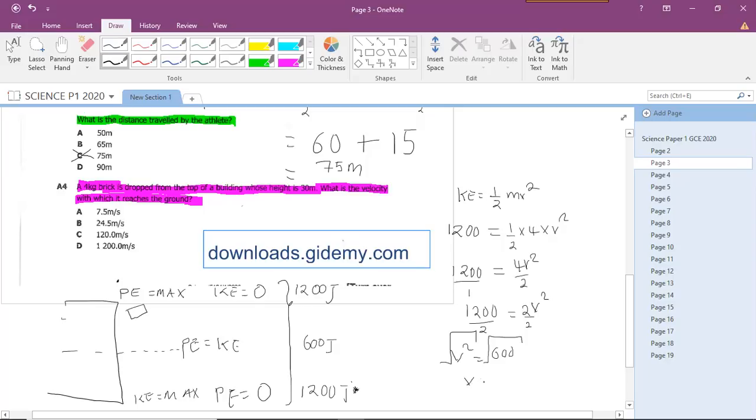So our v will be equivalent to the square root of 600. So if you get your calculator and you say the square root of 600, you are going to get 24.49, 24.4948 something something. So you round it off to one decimal place or three significant figures, you're going to end up with 24.5 meters per second. Therefore, our answer here is B, which is 24.5 meters per second.